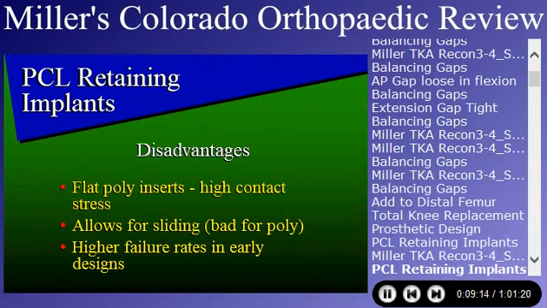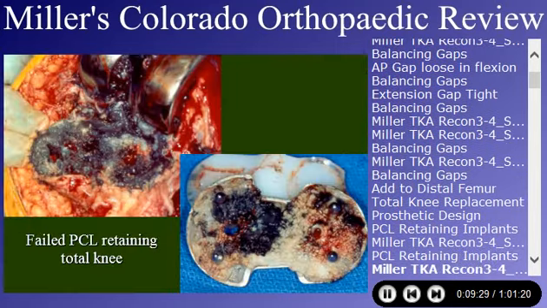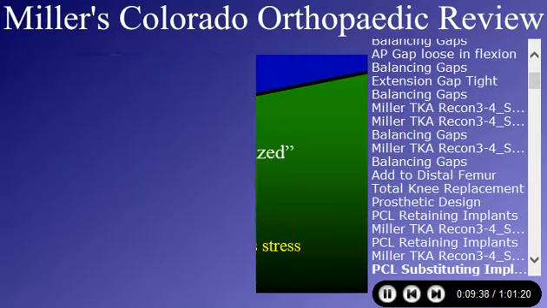The disadvantage of that, if you're going to have rollback, is you have to flatten out the polyethylene insert, so that gives you high contact stresses. It does allow for some sliding, which is bad for the polyethylene, and we'll talk about that in catastrophic wear. And it gives you higher fail rates in the earlier designs, and we've worked around that. And this is a typical example of a failed cruciate retaining implant with a flat-on-flat design. They had this catastrophic wear, and I have a whole lecture about this.